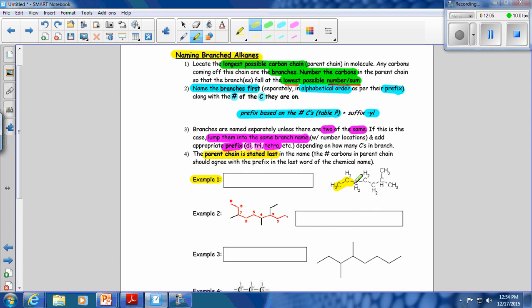Whoops. I don't want that to happen. Let's try this again. Won't stay for me. All right, let's just try a marker here. Let's go this way. Here we go. There we go. There's our longest possible chain, and we have 1, 2, 3, 4, 5, 6, 7 carbons.